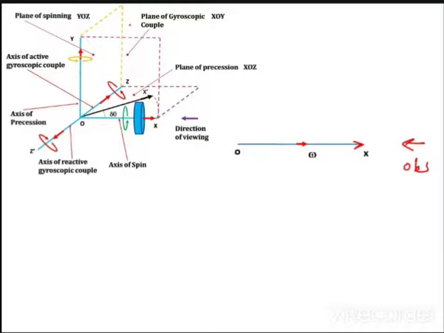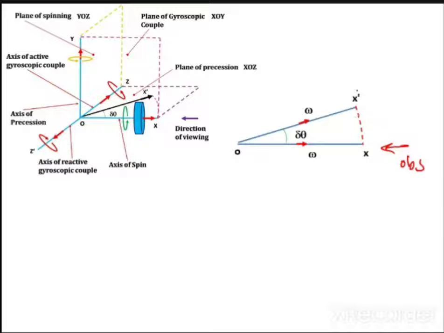Now you look from the top. You can see that the disk is spinning about the new axis. Okay, so what is the new axis? OX dash. Now let us say this is the observer, and now the disk is spinning about OX dash.